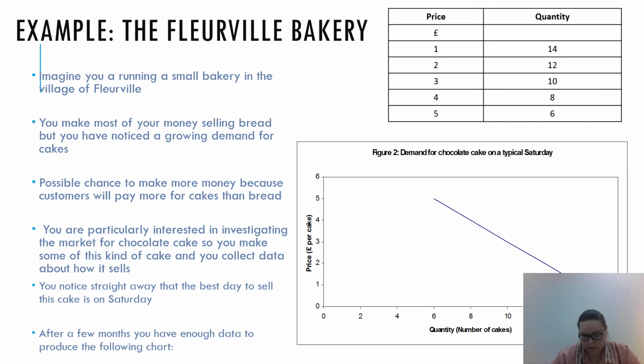So you make some of this kind of cake and you collect data about how it sells. You notice straight away that the best day to sell this cake is Saturday. After a few months, you have enough data to produce the following chart. Basically, when you sold the cake for £1, you could sell a quantity of 14 cakes, and once you increased the price to £5, you were able to sell only 6 units, right?